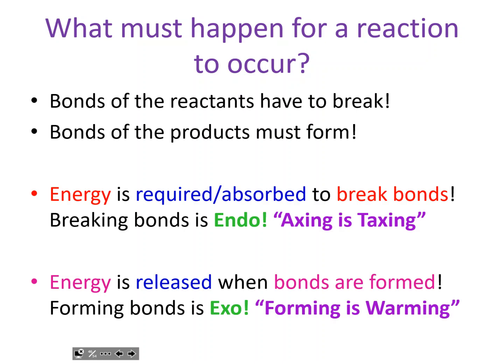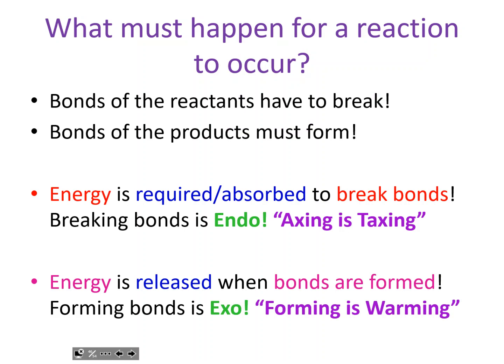So this is where we kind of ended last time. What must occur? We have to have particles collide with the right orientation and enough energy. That all has to happen for bonds to break in order to have the reaction get started. And then, of course, the bonds of the products must form. So we have two processes happening at once.